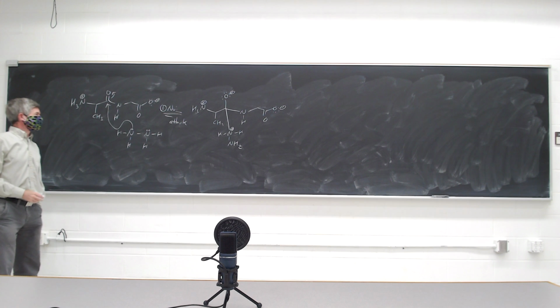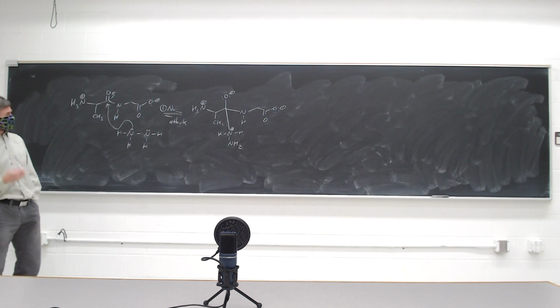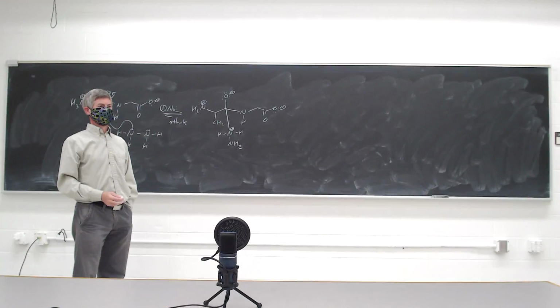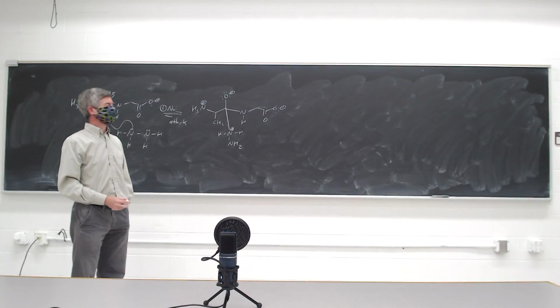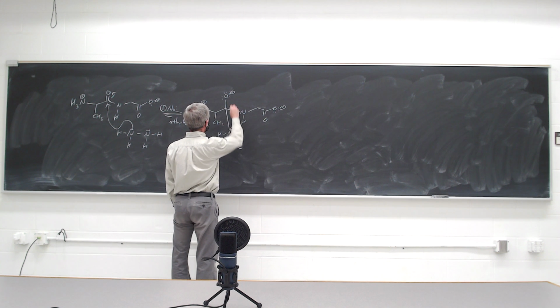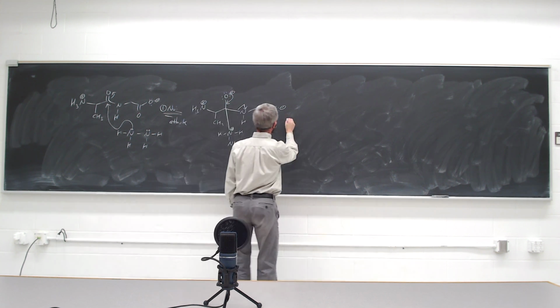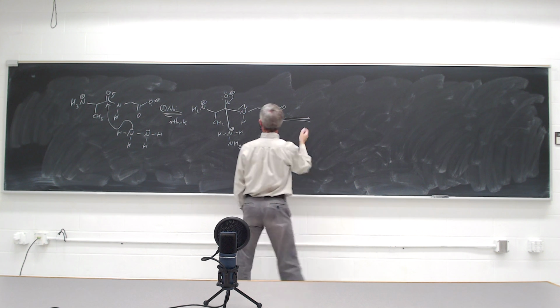Step 1 is nucleophilic attack on the carbonyl group. What's step 2 usually when you've done a nucleophilic attack on the carbonyl group? Generally, push out a leaving group. This is a poor leaving group, right? So that equilibrium would lie way towards this side.